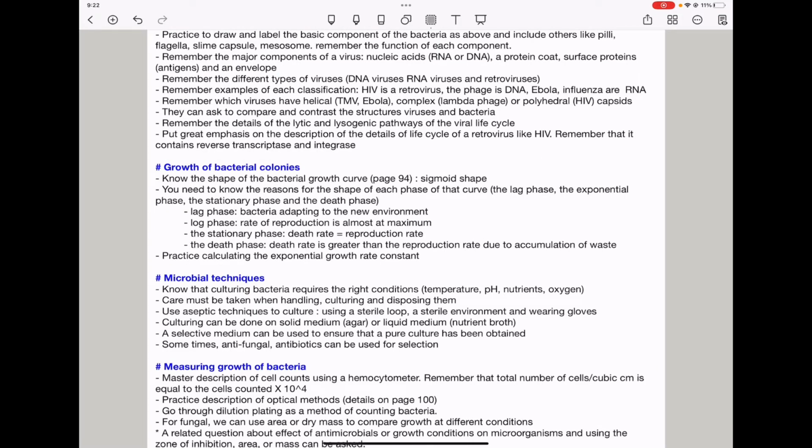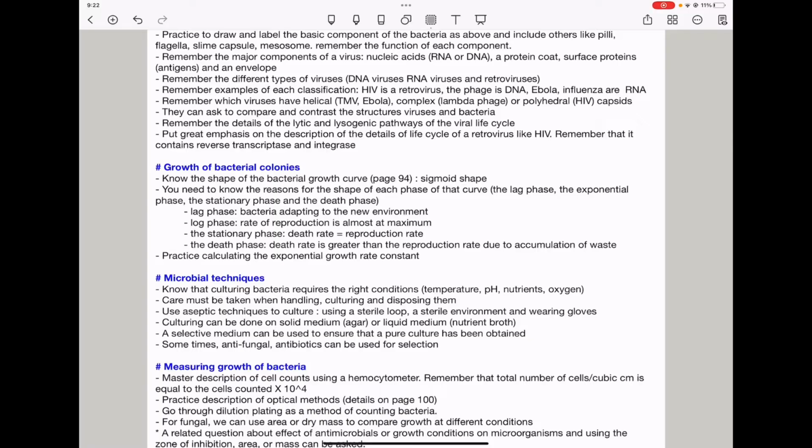When we go to growth of bacterial colonies, please know the shape of the bacterial growth curve as seen on page 94. Remember, it has a sigmoid shape and you need to know the reasons for each part of the shape, or each phase of the curve. We know we have the lag phase. This shows the bacteria or microorganisms adapting to the new environment.